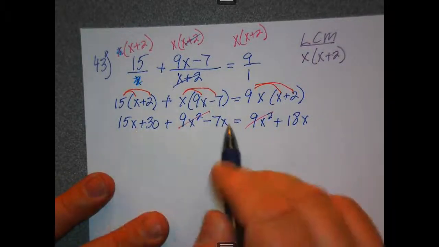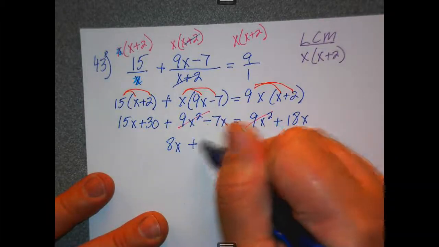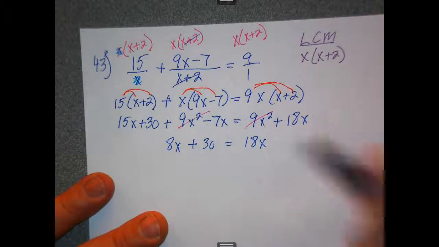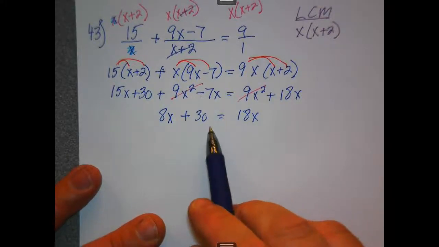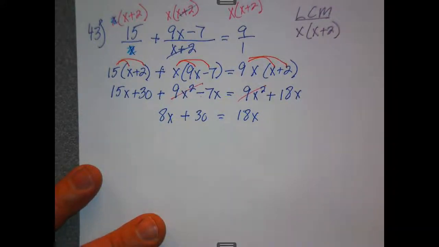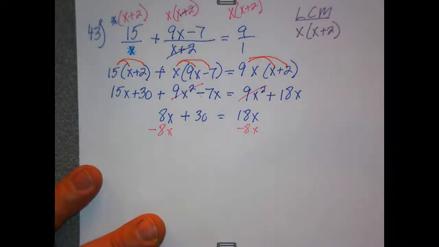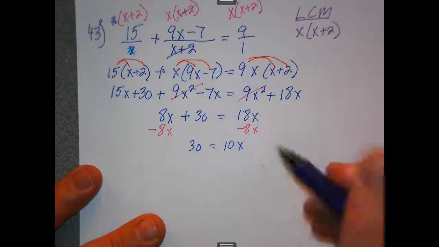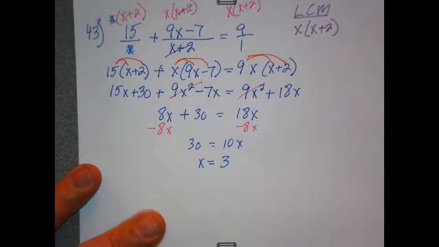15x minus 7x, 8x plus 30 equals 18x. Okay, I have a linear equation here, so I just solve for x. I'm going to subtract 8x. Get 30 equals 10x. So what does x equal? That's right, 3.